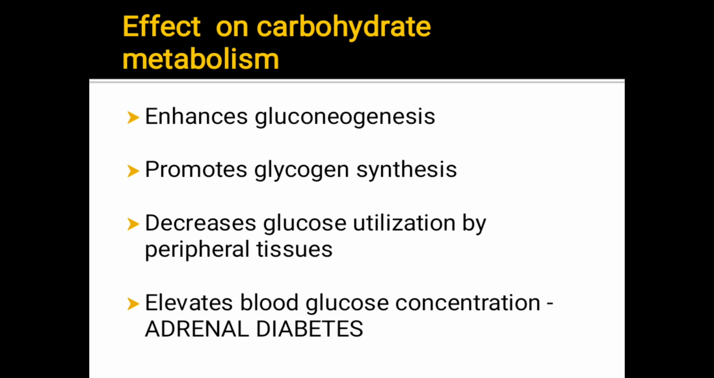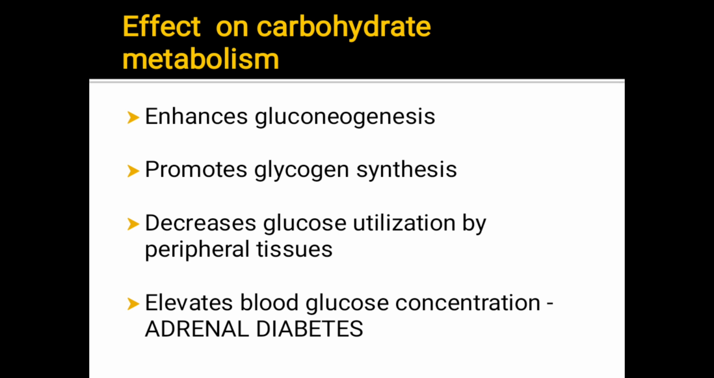What is the effect of glucocorticoids on carbohydrate metabolism? Overall, the glucocorticoids cause hyperglycemia by various mechanisms. The first mechanism is that it enhances gluconeogenesis. Now, how is this going to enhance gluconeogenesis? First, what is gluconeogenesis? It is the production of glucose from non-carbohydrate sources.